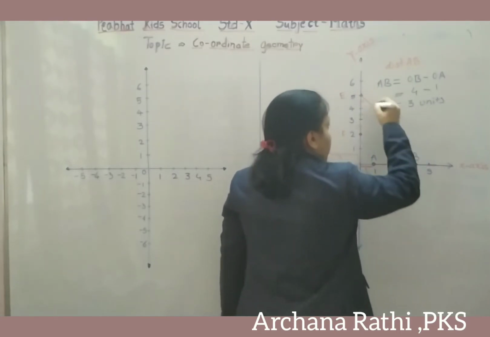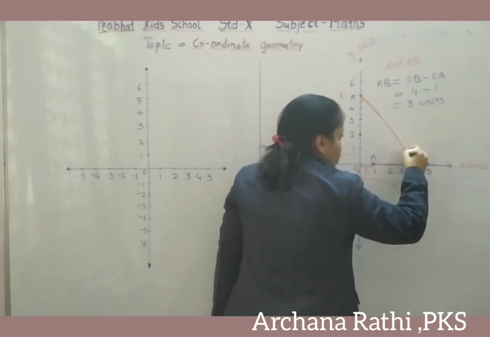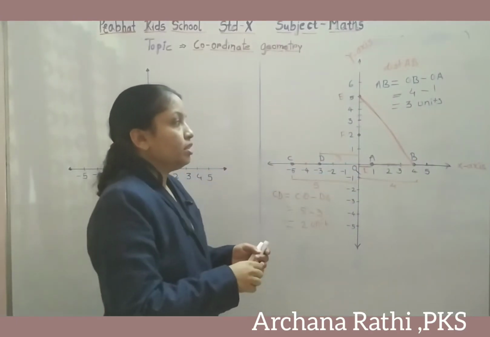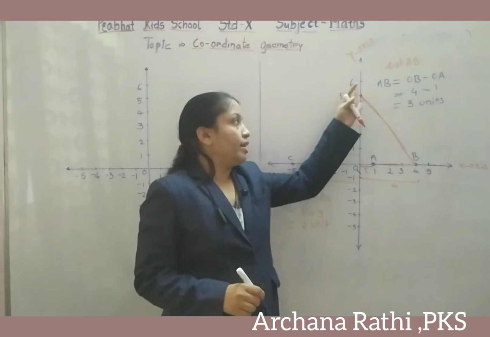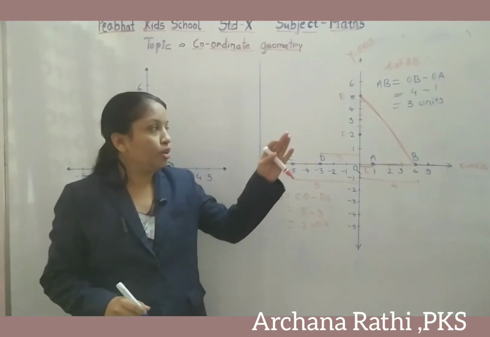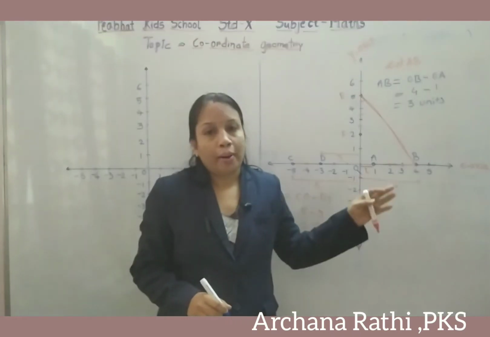Therefore join EB. Now you have to find this distance. How to find this distance? You can use the Pythagoras theorem here. This is an example of how to find the distance between two points by using the Pythagoras theorem.